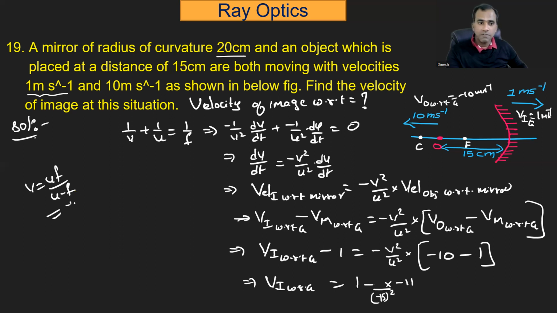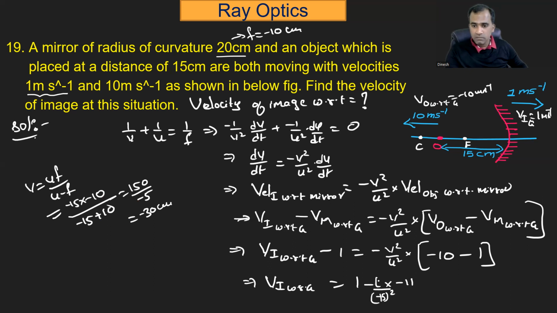So u is minus 15 and focal length, what is the focal length? Radius of curvature is 20, which means focal length is minus 10 because it is concave. Minus 15 into minus 10 divided by minus 15 plus 10. Minus of minus 10 is plus 10. So minus into minus is plus 150 divided by minus 5, which is minus 30 centimeters. So v is minus 30, whole square.